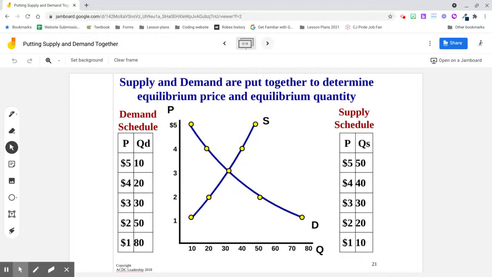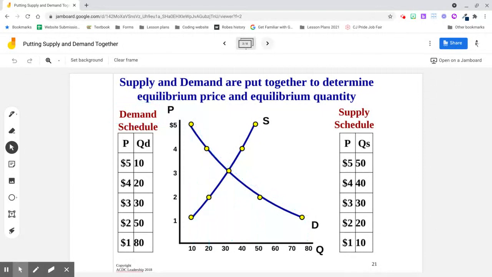Supply and demand are put together to determine equilibrium price and equilibrium quantity, right? And this is the most important part. This is what we have to truly start to put together. If you look on the left, we have our demand schedule, following this D line right here. At $5, we're producing 10. At $4, we're producing 20. At $3, we're producing 30. At $2, we're producing 50. And at $1, we're producing 80, right? That's our demand.